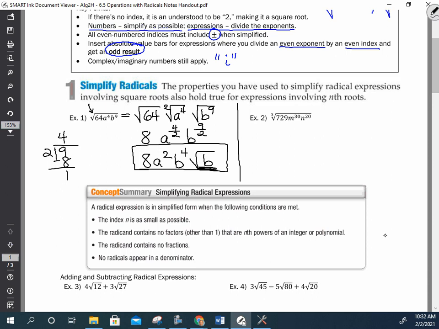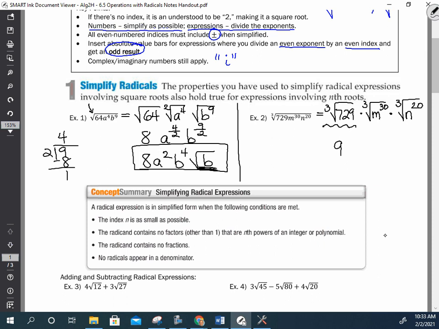All right, example 2. Same type of problem, works the same way. Cube root of 729 times cube root m to the 30th times cube root n to the 20th. Once again, same rule applies. So cube root of 729 is 9. Remember, cube root is you're looking for what to the 3rd power will give you 729.